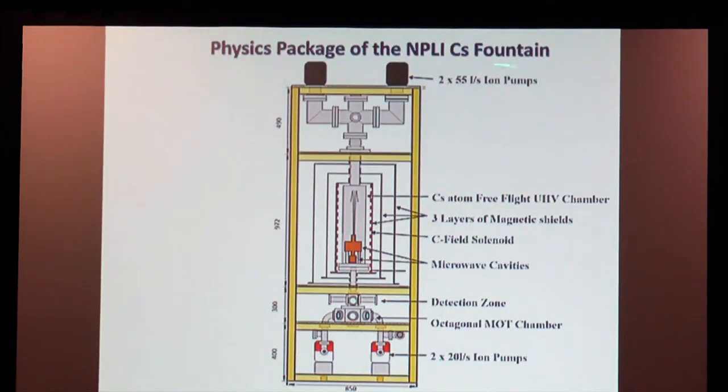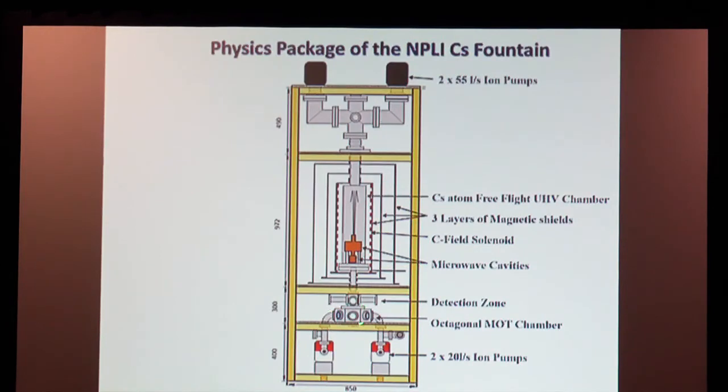And again, now the entire physics package of the cesium fountain looks like this. The gray shaded area is all ultra-high vacuum. Typically the vacuum level needed inside such a cesium fountain is about 10 to the minus 9, or a few parts in 10 to the minus 10 torr, required for decent operation, so that you have a nice beam which is not obstructed by the background gas.